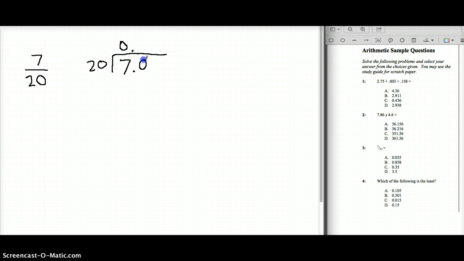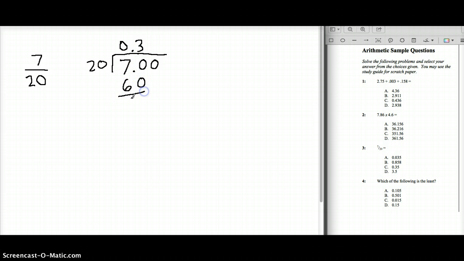So we can add a couple zeros out here. And the reason that we do that is it doesn't change this 7. It's still 7.00, which is 7. So it's the same number. So we can say now 20 into 70. Well, we know that 20 times 3 is 60.